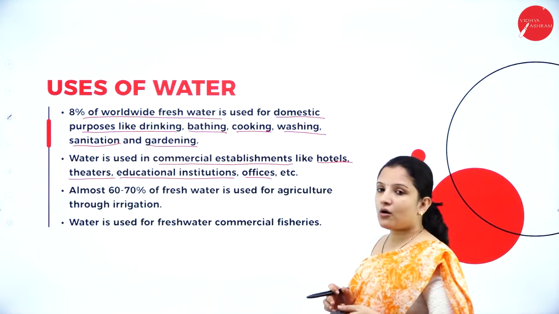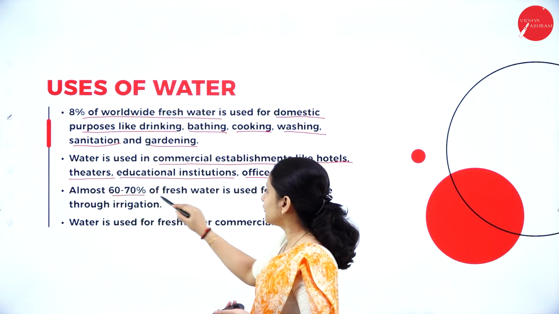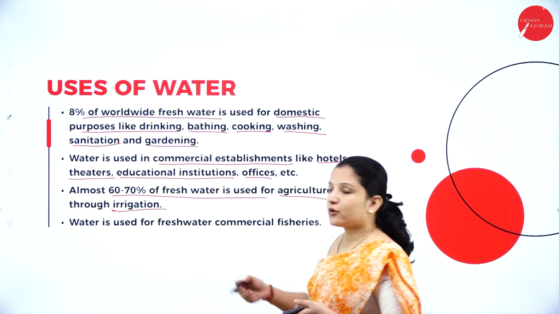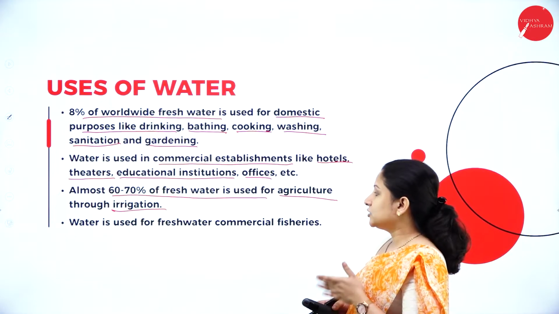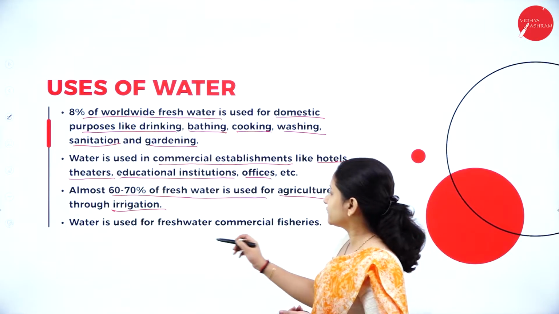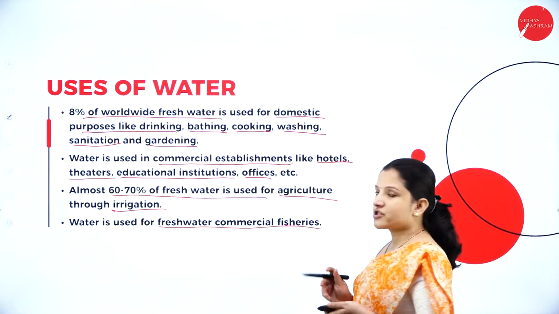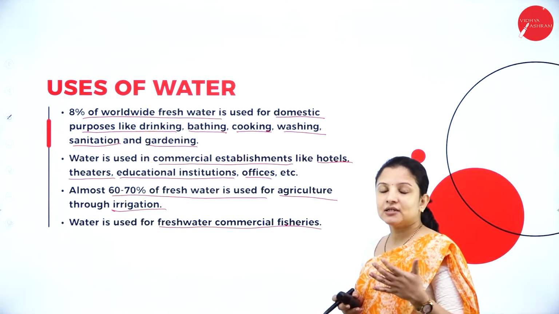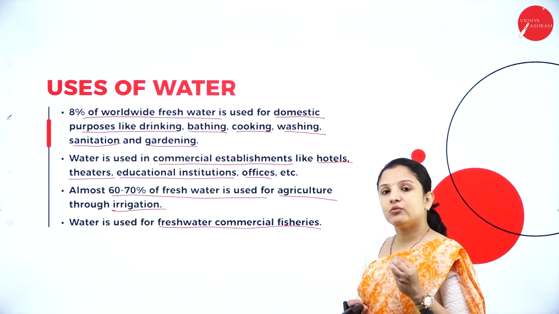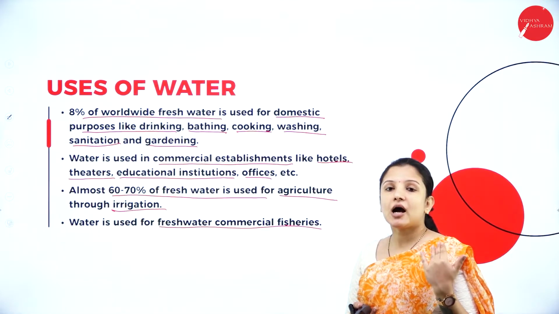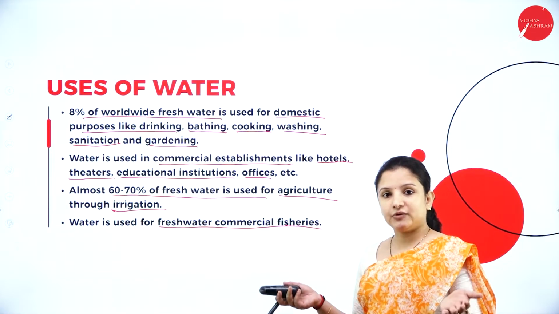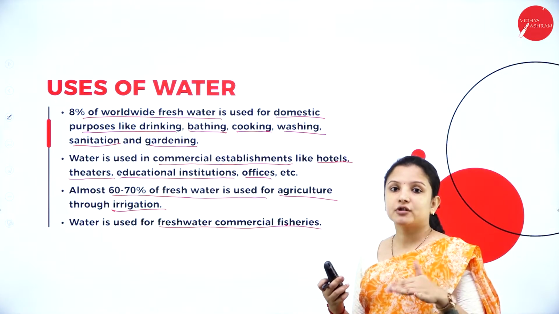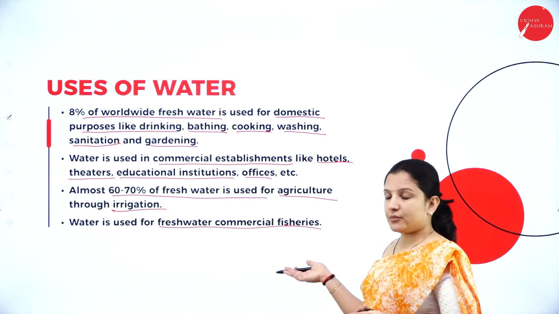And apart from that, almost 60 to 70% of fresh water is used for agriculture, that is for irrigation or providing water for agriculture. Water is also used for freshwater commercial fisheries, that is pisciculture, aquaculture and all that. Pisciculture and aquaculture are where fishes are reared in artificial conditions, wherein tanks are built and filled with water, and there the fishes are reared for commercial purposes. So that is commercial fishery.